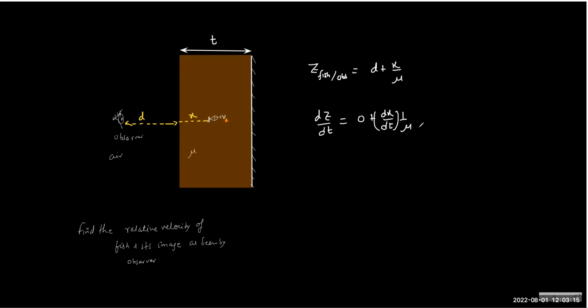And because the fish is going towards the right, so x will grow. So we can say this is v by mu. Is this part clear? Yes or no? Yes.